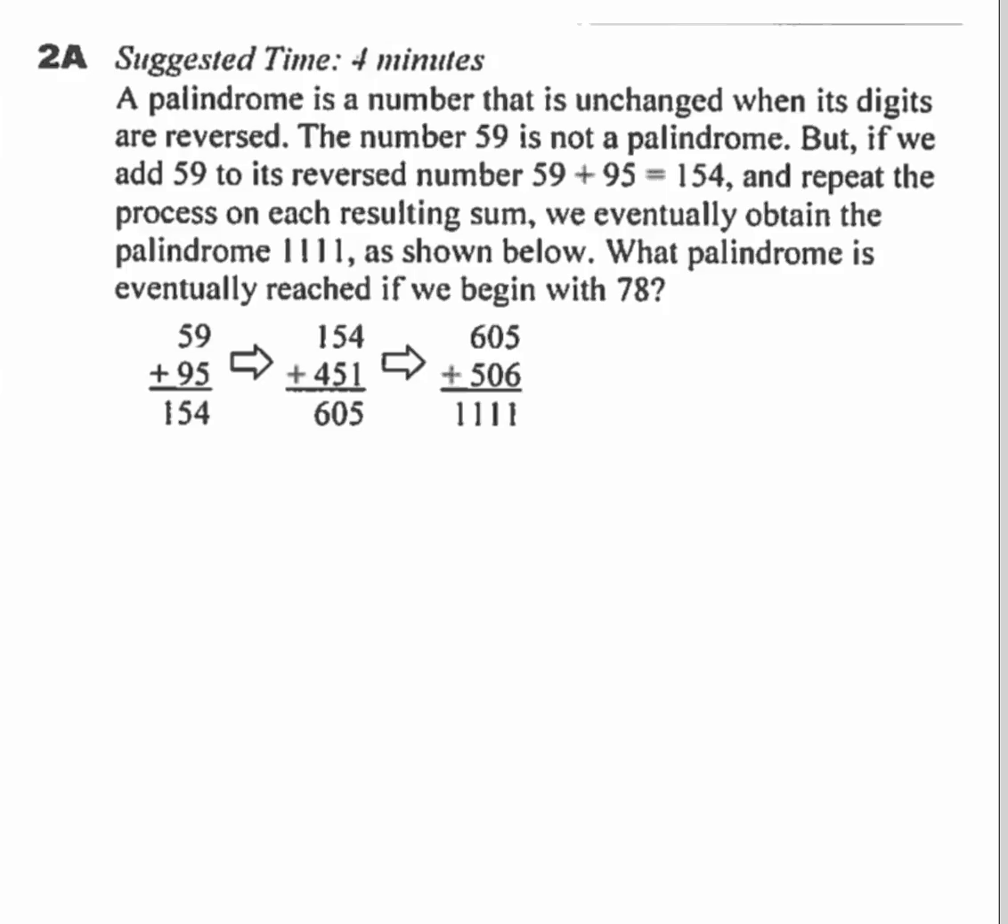So based on the example, you can see what you're expected to do. So I'm just going to go through and do exactly what the example does, but with the number 78. So you take the number 78, and then you reverse the numbers and get 87. When you add those, you get 165.